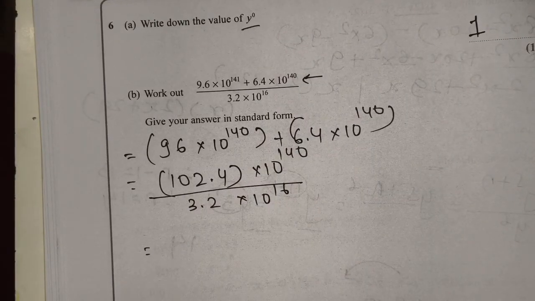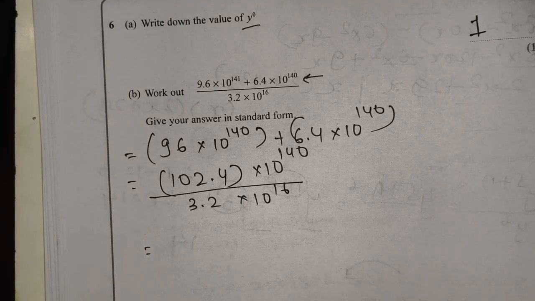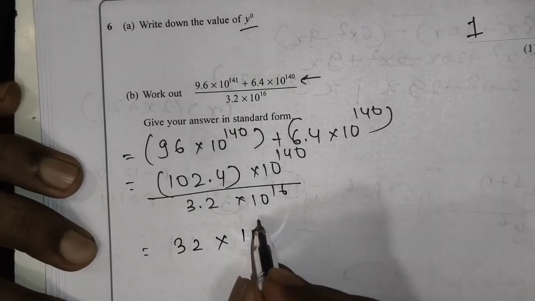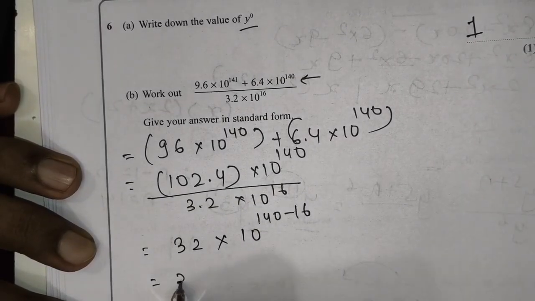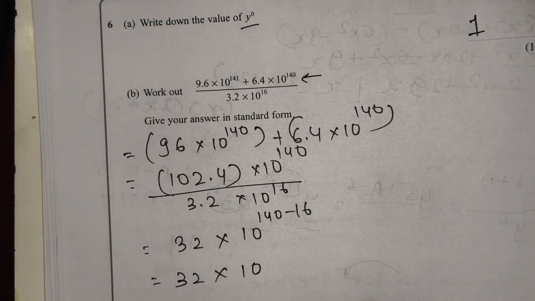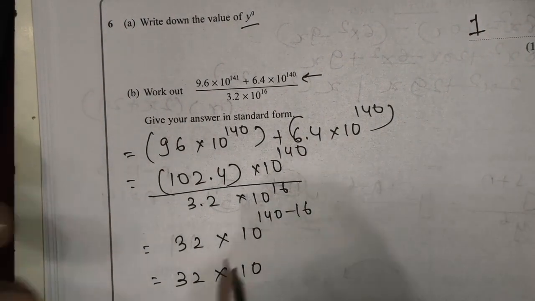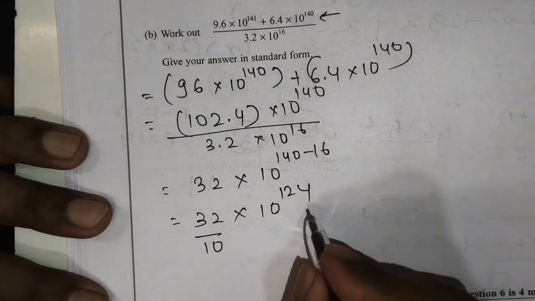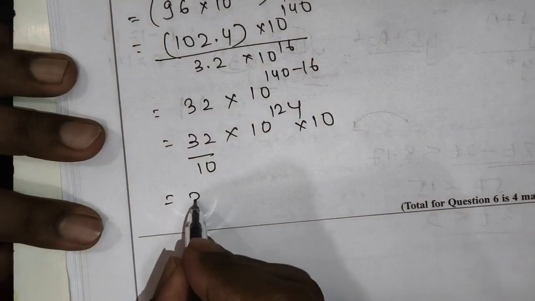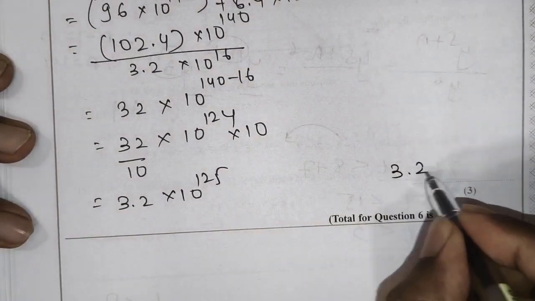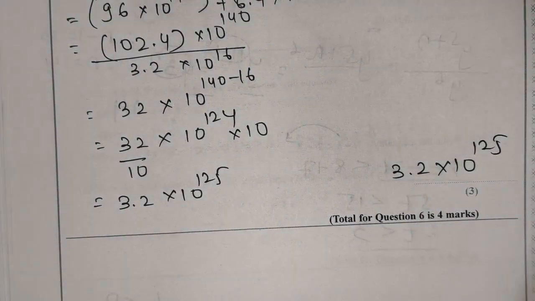So 102.4 divided by 3.2, we get 32. 32 multiplied by 10 raised to 14 minus 16 is equal to 32 into 10 raised to the power of the difference. But we want it in standard form. Correct? Means divide by 10, multiply by 10. Which is equal to 3.2 into 10 raised to the resulting power, which is the correct answer. Let's go to the next one.